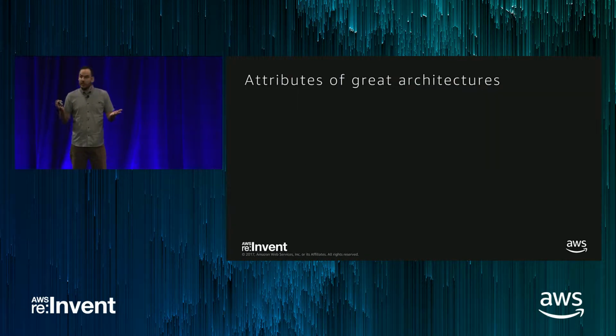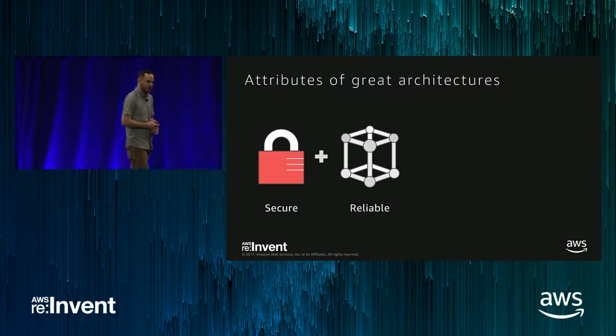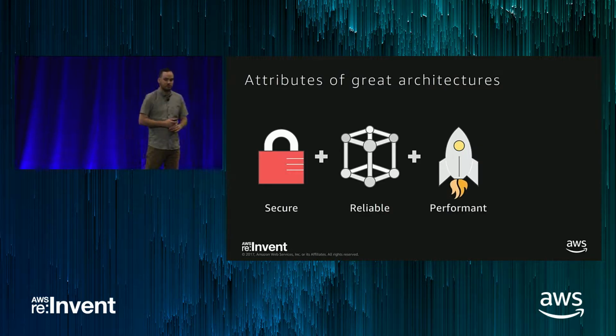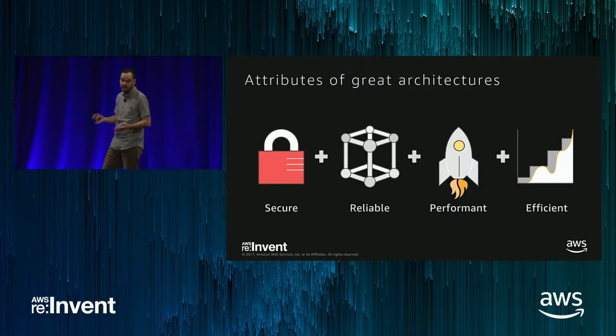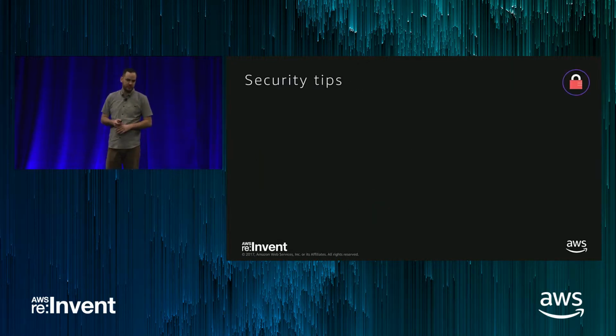So around architectures, there are some key attributes of great architectures. Great architectures are secure, they're reliable, they're performant, highly performant, and very efficient. So we're going to dive into some tips and tricks on each one of these.